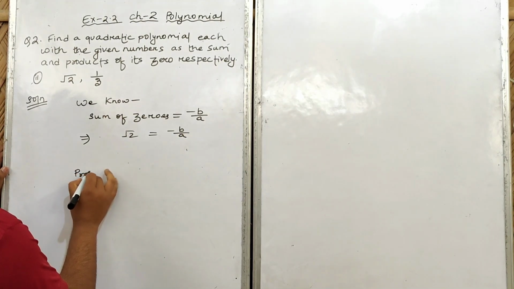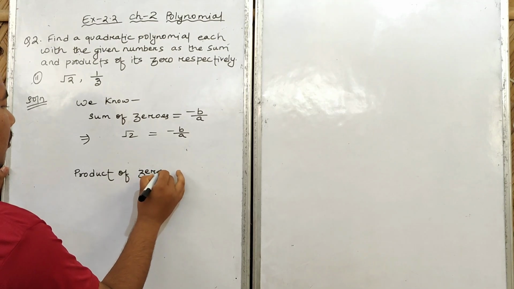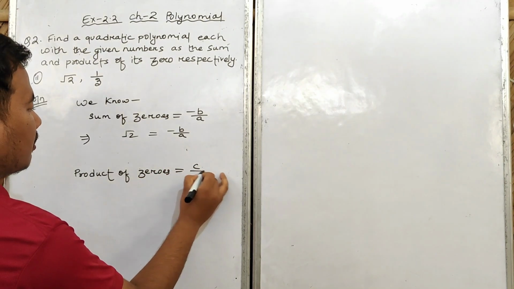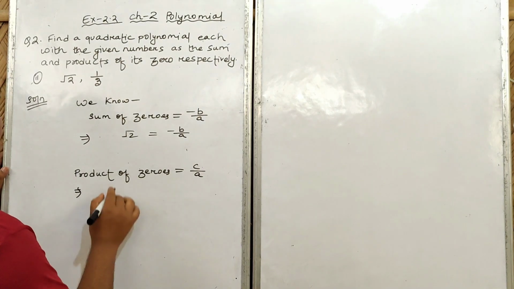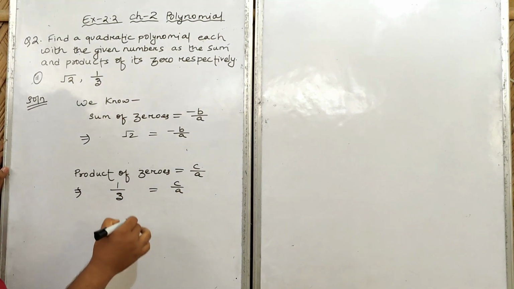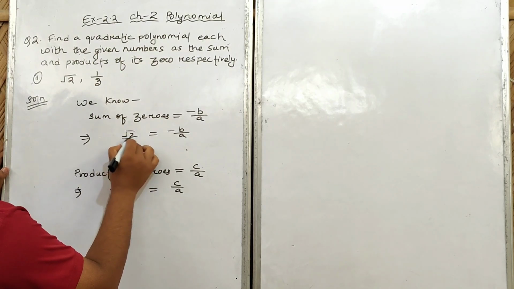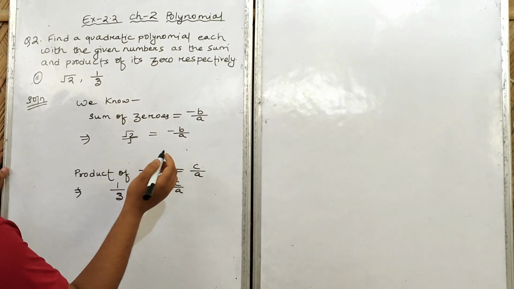Similarly, what we know? Product of zeros formula is c by a. So product of zeros, what is given? 1/3 equal to c by a. Now if you compare the value of a here, see. So here nothing means 1. So if you compare a value 3, here a value 1. So it is not matching.